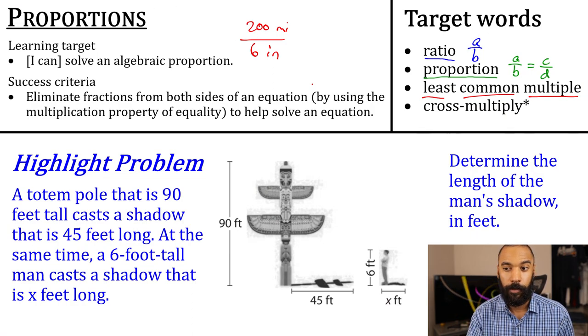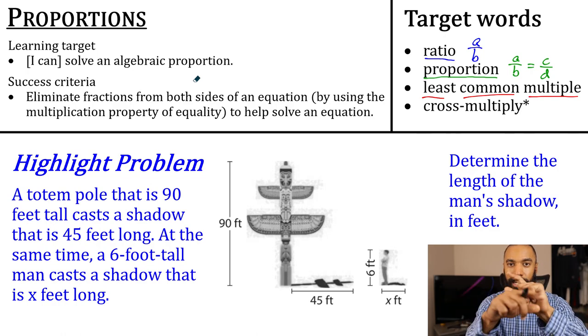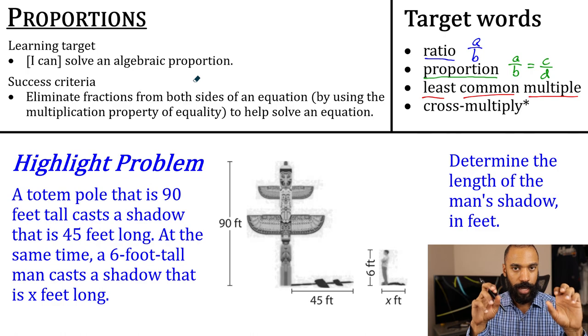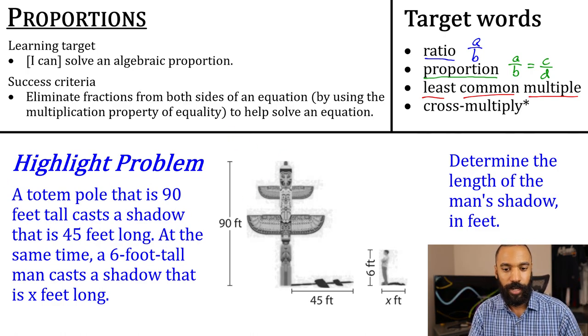Can we solve an algebraic proportion now? Probably. Okay. How are you going to do that? By eliminating the fractions from both sides by using, again, the multiplication property of equality. Cross multiplication is multiplying both sides by both denominators, so the denominators cancel and go away. And that helps us solve it. And we did the highlight problem, and all's taken care of.